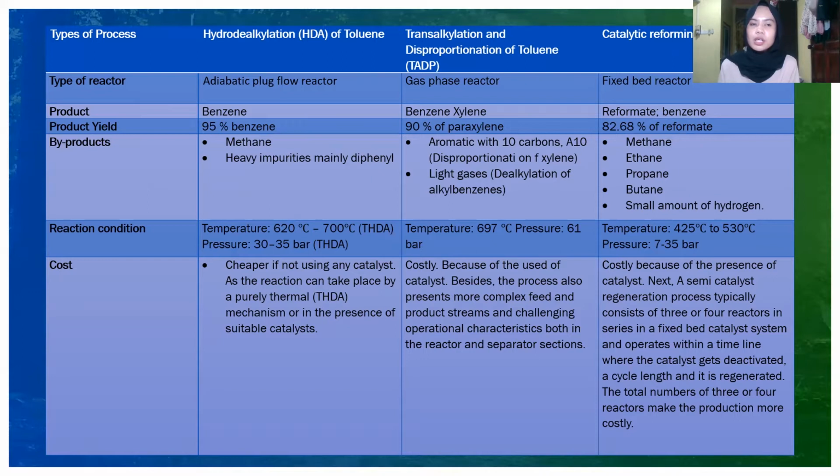The reaction condition of each process is where we need to take note a lot, as it is important for us to understand each process's reaction condition. The temperature for hydrodealkylation of toluene is in the range of 620 degrees C to 700 degrees C. The pressure is 30 to 35 bar, while for the transalkylation and disproportionation of toluene, the temperature needed is 697 degrees C with a pressure of 61 bar. The catalytic reforming needs the lowest temperature, which is 425 degrees C to 530 degrees C with a pressure of 7 to 35 bar.